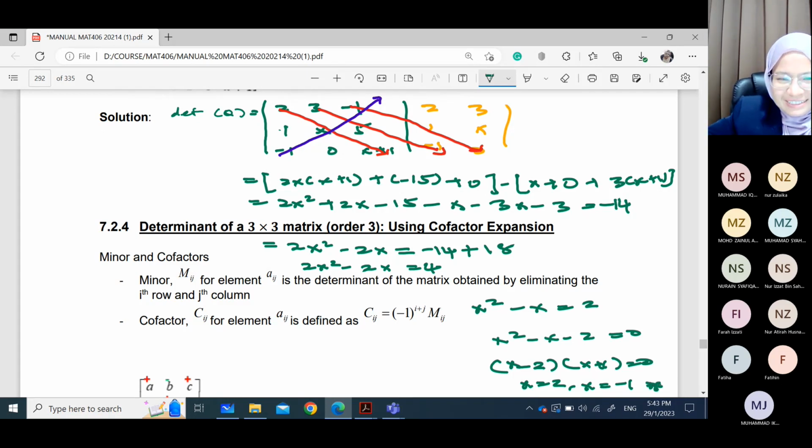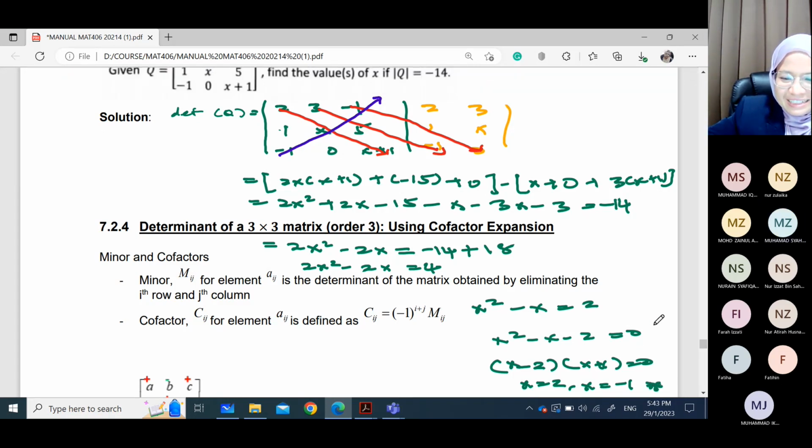Dapat tak? Jawapan dia ada dua, x 2 dan juga x negative 1. So kalau dia kata values of x is always positive, so maknanya nilai x adalah... Tak dapat, Puan. Tak dapat? Dapat x berapa?